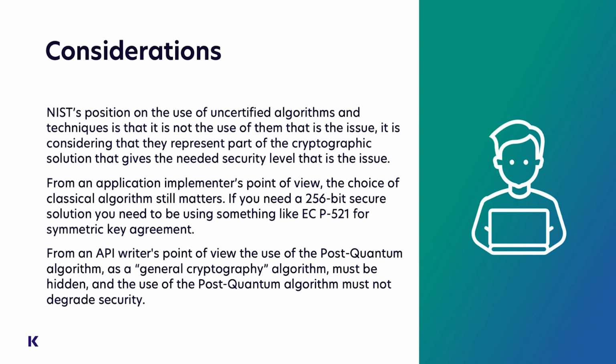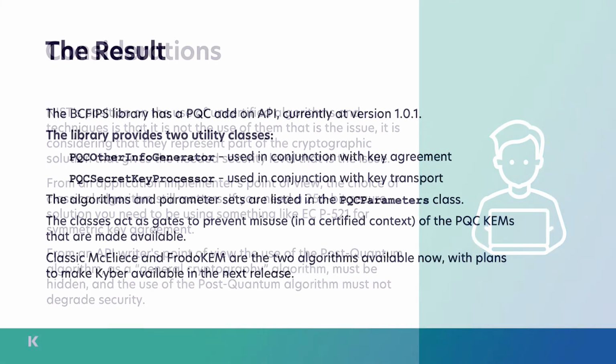From an API writer's point of view, as I said, the issue is that you can't present something as though it's actually a cryptography algorithm. It has to be used as some sort of augmentation to something that's already regarded as secure. And of course, the main point is that you have to be doing it in a manner that does not degrade the security of the classical algorithm being applied.